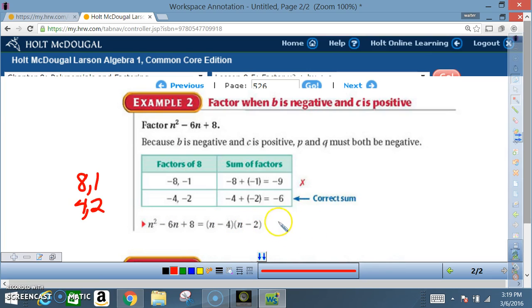Once again, the order does not matter. So if I wrote this down, n minus 2 times n minus 4, it means the same thing.